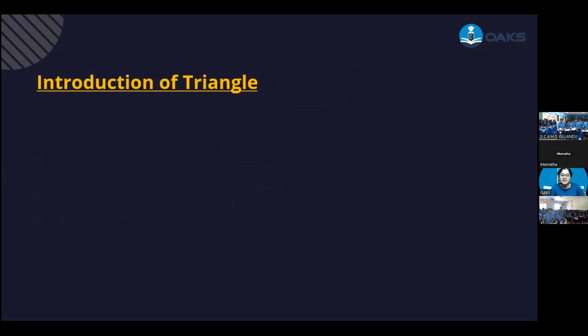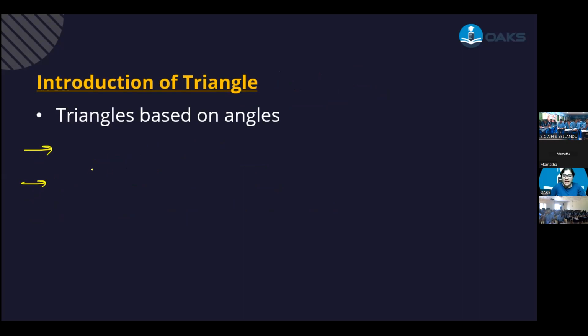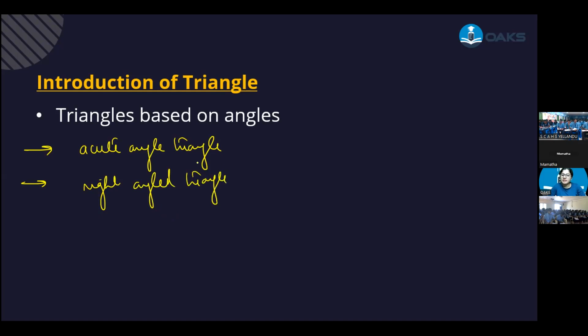Now let's look at triangles based on angles, right? Here we have some triangles. We have the acute angle triangle, or we can say the right angle triangle. In an acute angle triangle, all the angles are less than 90 degrees.